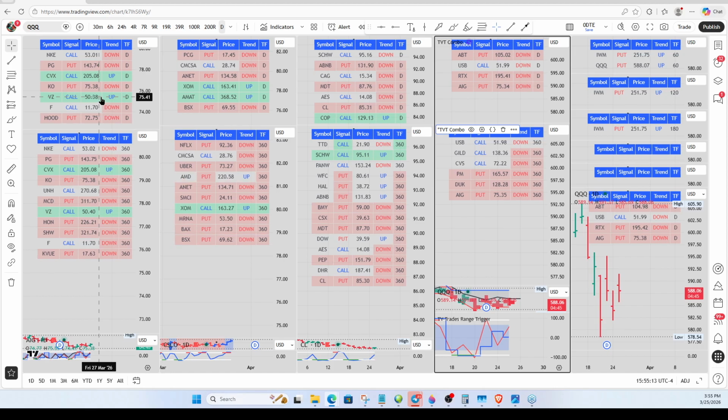There's going to be ABT is a put, AIG is a put, MDT is a put, Colgate is a put, so MDT and CL are puts. ANET is a put, sorry, ANET is a put. AMAT, I think. XOM is a call. BSX is a put.